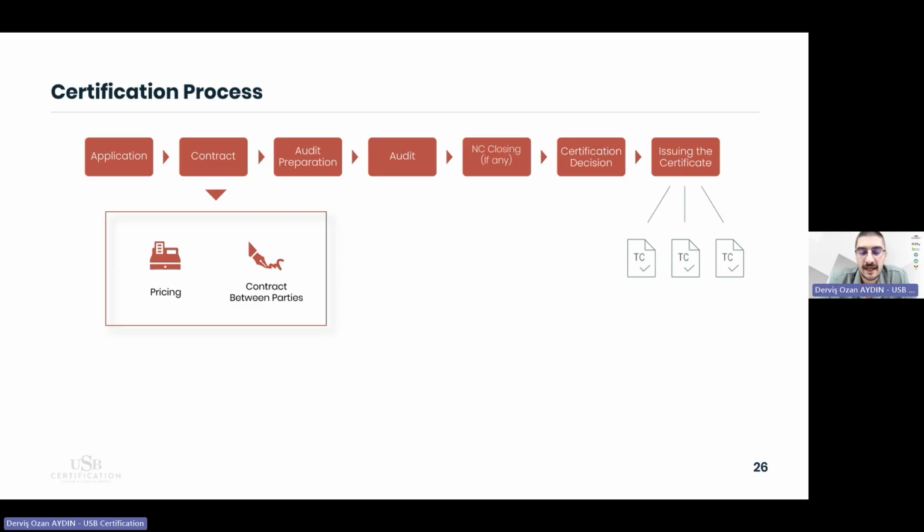About the contract step of the certification process, there is a pricing step and the contract between parties. About the pricing step, the pricing comes from the details in the application shared by the companies. And after that, when it's completed, a contract has to be signed between both parties, which are the certification body and the applicant.